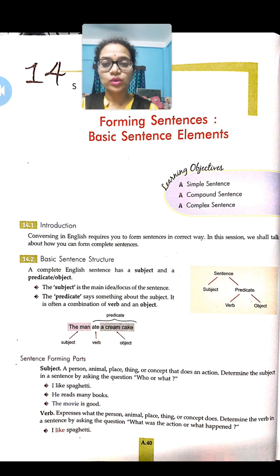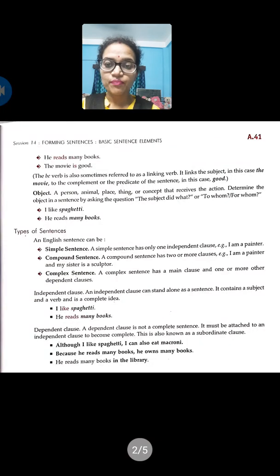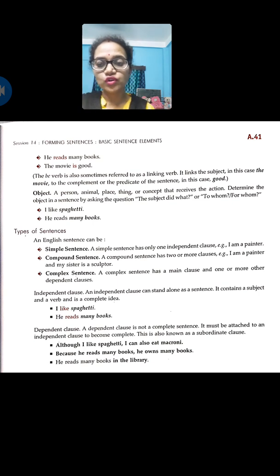Verb is what here? He read many books. So what is the verb here? Read. The movie is good. What is the verb here? Is. Now, is actually not an action verb. It is called a linking verb, or we can say be verb is called a linking verb. Next, what is the object? He read many books. Object is here many books. The movie is good. What is the object here? Movie. So these are the objects, students.